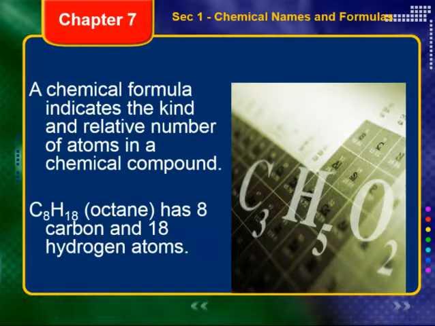For example, octane, C8H18, the additive to gasoline, has 8 carbon atoms and 18 hydrogen atoms. Now, for the most part, you guys can already read this fairly well, but again, that is the significance of the chemical formula.